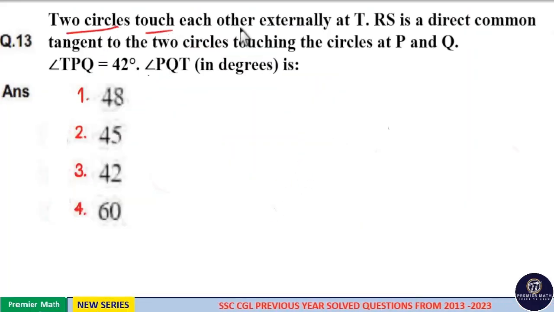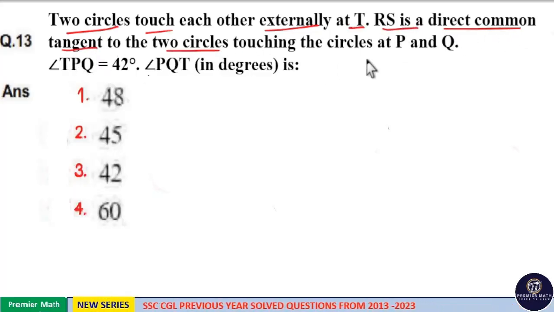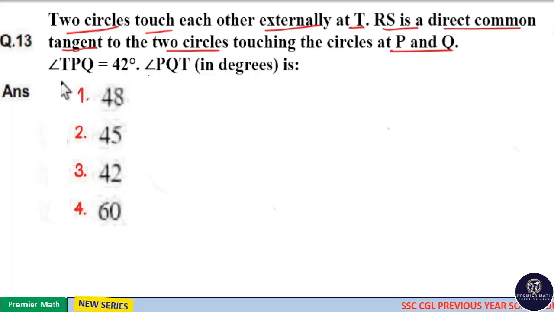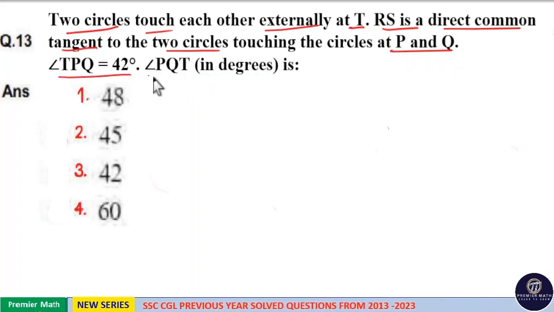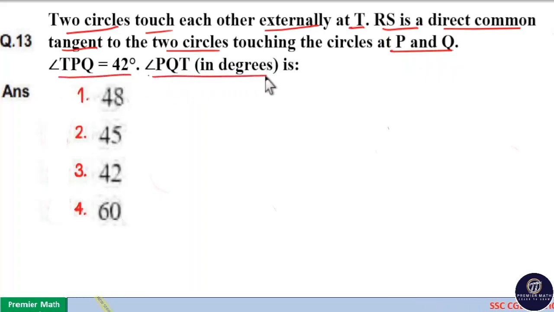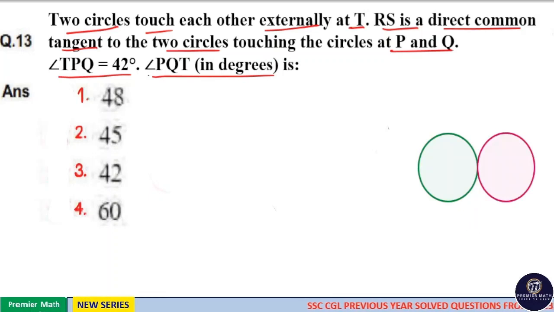Two circles touch each other externally at T. RS is a direct common tangent to the two circles touching the circles at P and Q. Angle TPQ is 42 degrees, find angle PQT in degrees. Here, we can solve this question in two methods.